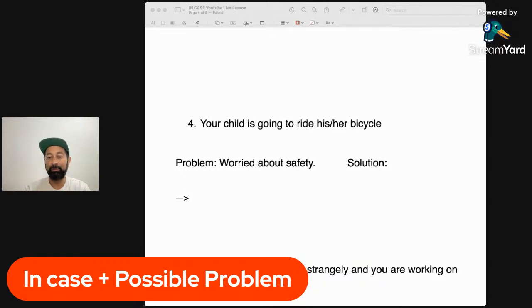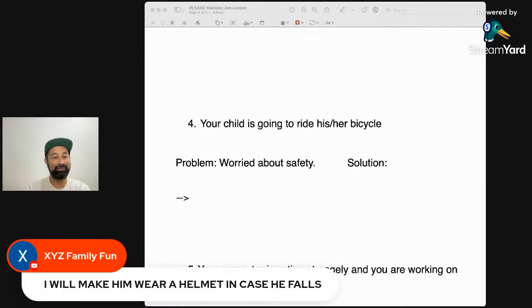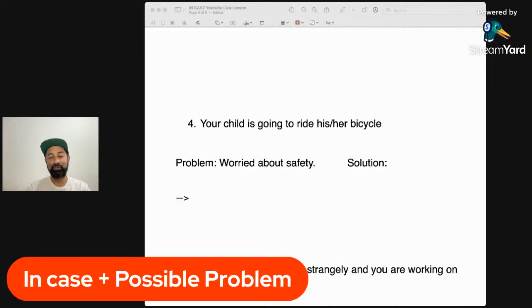All right, I'm going to give a couple more seconds for everyone to answer this question. So again, just to recap, the situation is your child is going to ride his or her bicycle. And the possible problem is you're worried about safety. What's the solution? All right, XYZ has an answer here. I will make him wear a helmet in case he falls. I love it, XYZ. This is a perfect answer. I love the verb you chose.